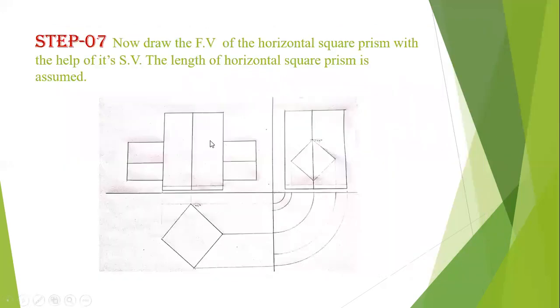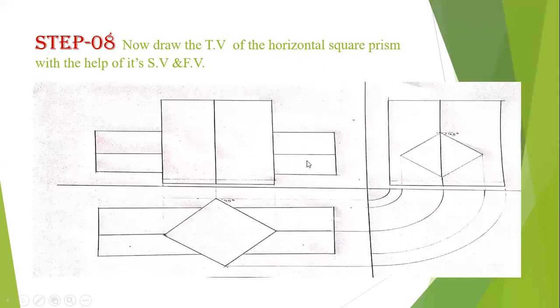In the next step, I have drawn the front view of the horizontal square prism with the help of the side view. This is the front view of the horizontal square prism. It is projected from the side view, and a suitable length of the horizontal square prism is also assumed. This is the length we have to assume. In the next step, we are going to draw the top view. This is the top view of the horizontal square prism, drawn with the help of the front view and the side view.